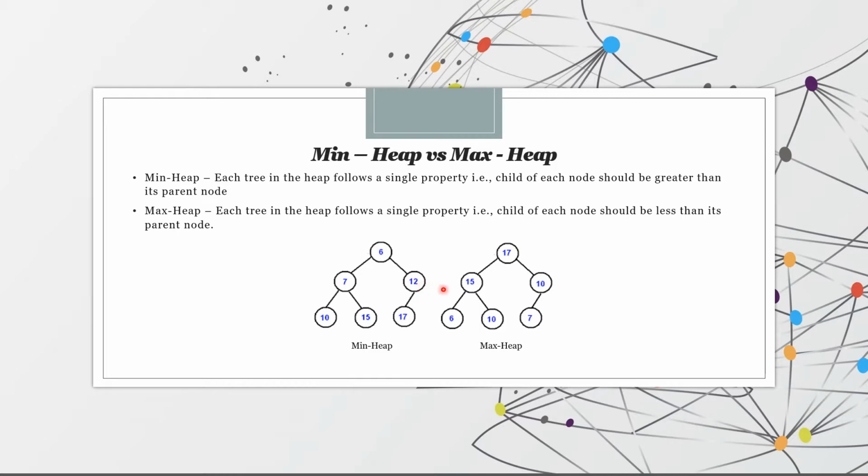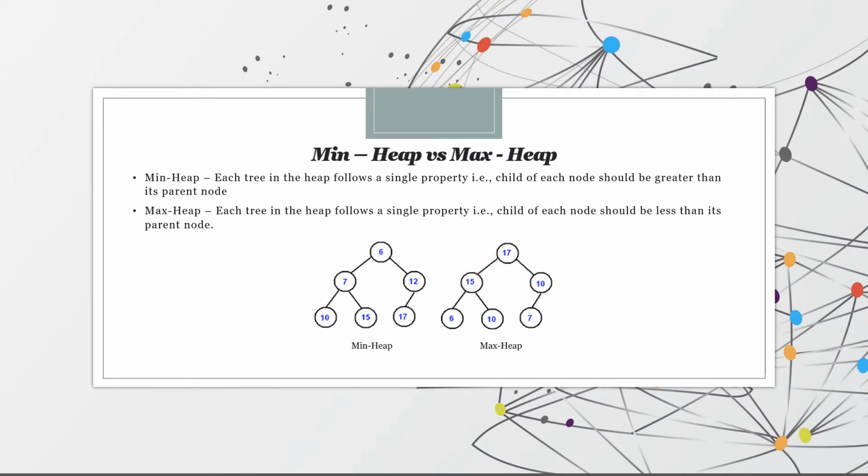Now we will see some basic heaps which are commonly used, and are also the basis of other data structures: min heap and max heap. In min heap, each tree in the heap follows a single property, that is the child of each node should be greater than its parent node. Here as you can see in min heap, the child of each node is greater than the parent node. And in max heap, the child of each node should be less than its parent node. Here as you can see in the diagram of a max heap, the child of each node is less than its parent node.